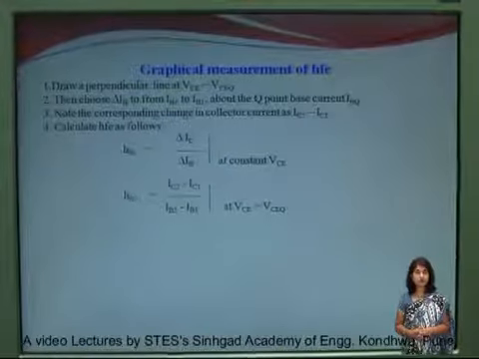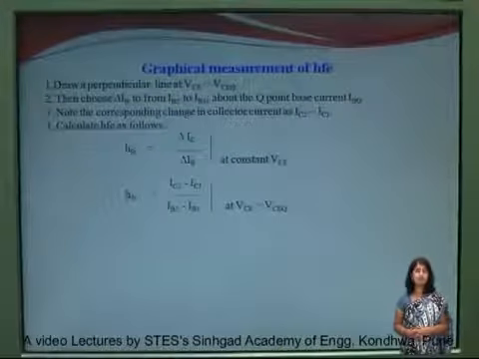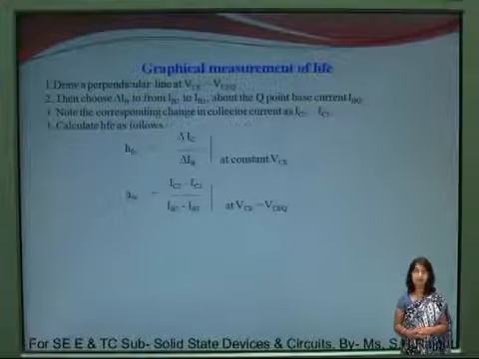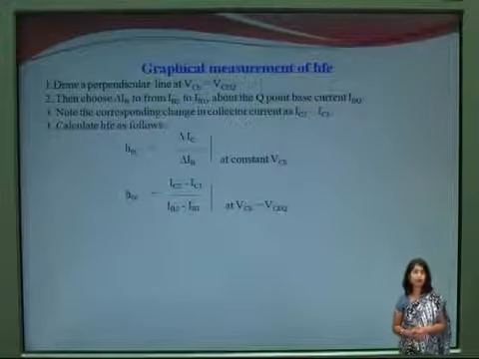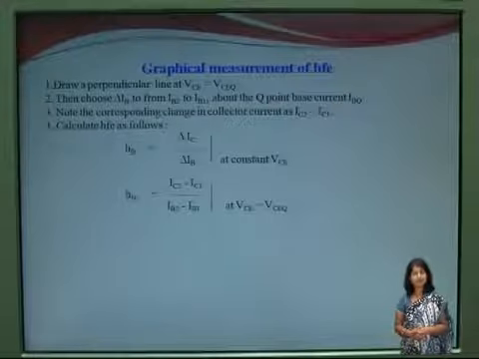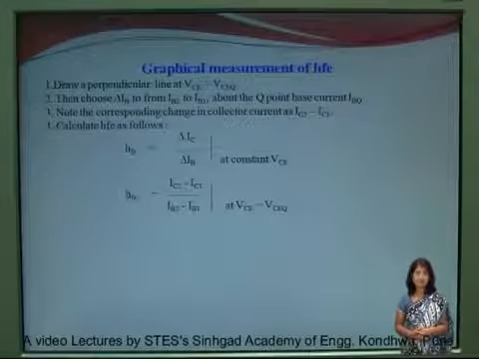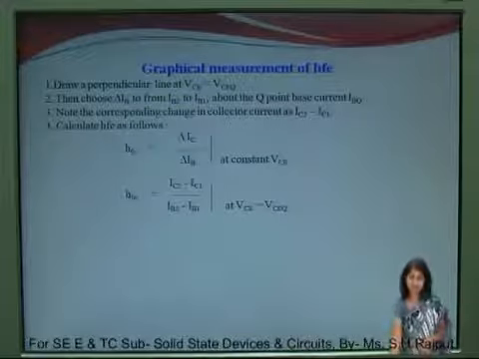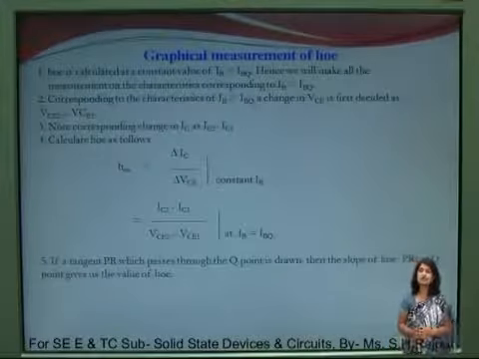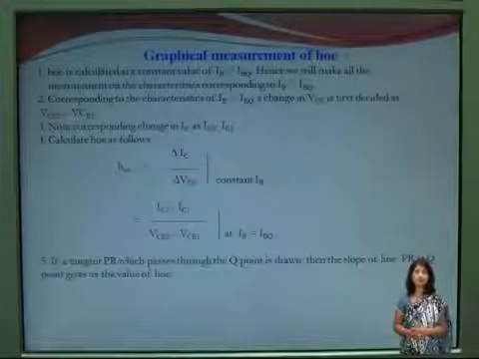Then we are going to choose del IB to form IB2 minus IB1, about the base point, that is called the IBQ point. Now note the corresponding changes in the collector current and then calculate hfe, that is IC2 minus IC1 divided by IB2 minus IB1. The last parameter which is left is the graphical measurement of hoe.